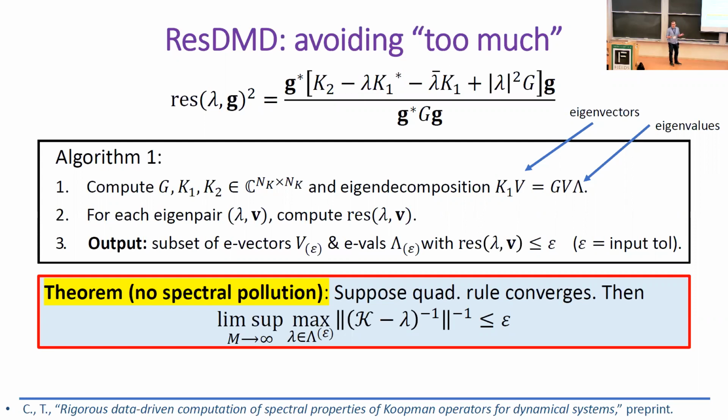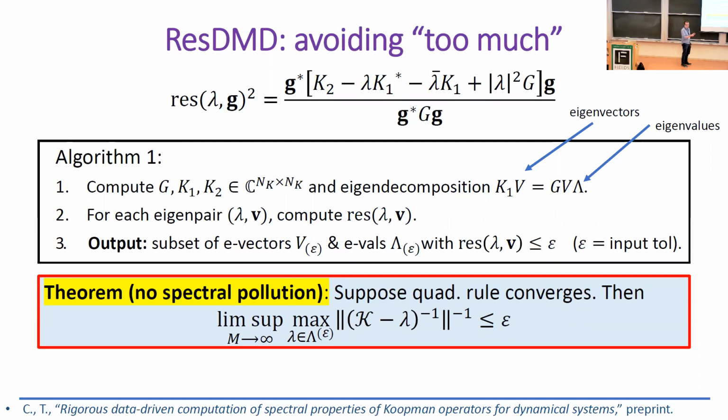Okay, so the first algorithm is very simple. It's a very simple addition to dynamic mode decomposition. We first of all compute these three matrices, G, K1, and K2. So K2 is the additional matrix. We then compute this eigendecomposition: eigenvectors V, eigenvalues lambda. And then the additional step is a cleanup procedure. For each eigenpair, we compute the residual, the square root of this thing here. And then we discard those eigenpairs where the residual is larger than epsilon, for some input tolerance epsilon. So this is sort of an epsilon cleanup procedure.